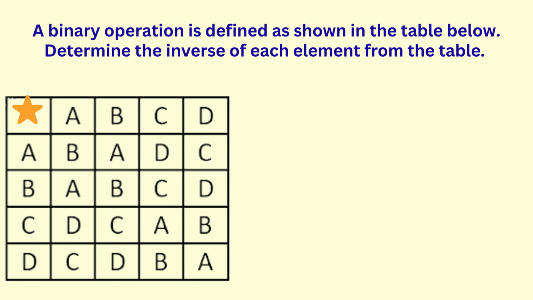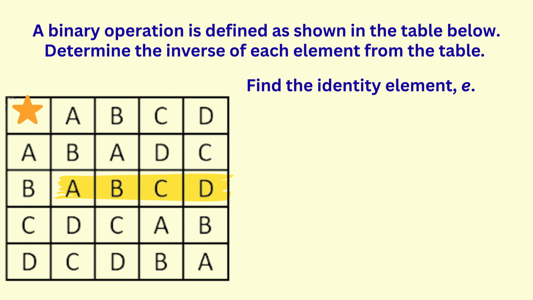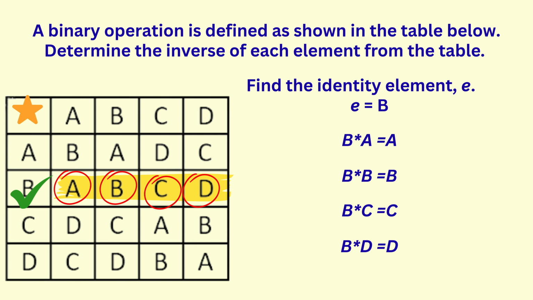In the final example, the binary operation is also defined by a table. Before we can determine the inverse of each element in the table, we first need to find the identity element E. To identify the identity element, we simply find the row in the table that is identical to the top row. That's the third row. So the identity element is B.